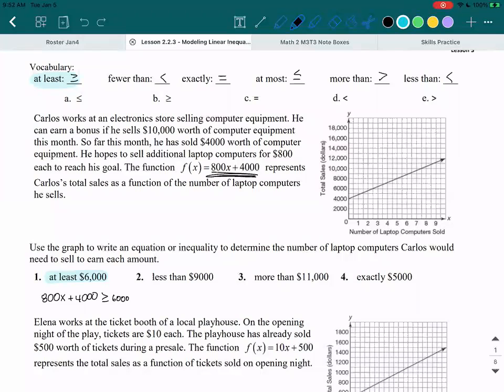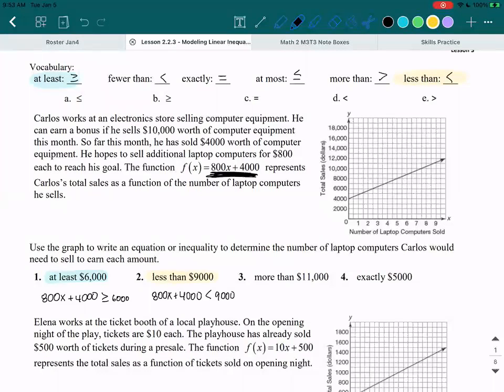So if it says less than 9,000, let's first write out our expression, 800x plus 4,000. And if we want less than 9,000, let me highlight what symbol we want to use. Less than is over there. So if we want less than 9,000, we're going to use the less than symbol. Less than 9,000.